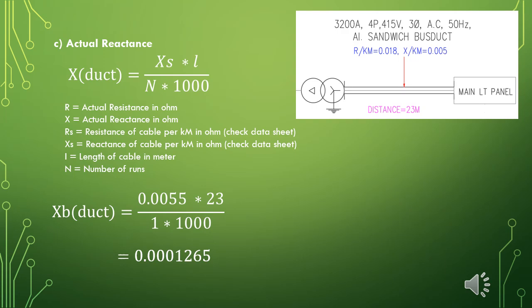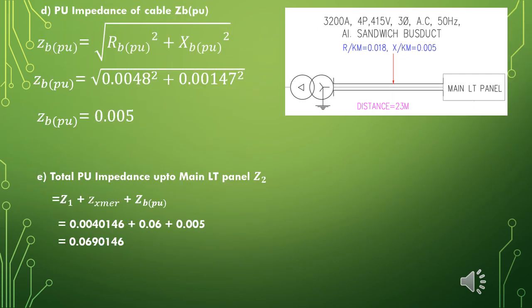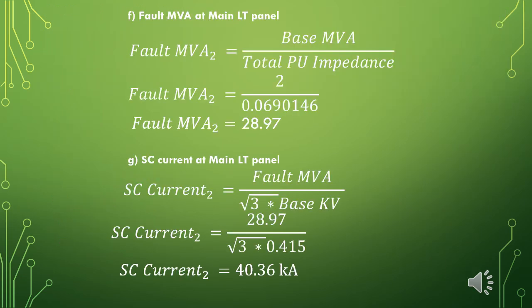Similarly, we can calculate the actual reactance using the relevant formula, just as we did for resistance. Then determine per unit reactance. By using the per unit reactance and resistance, we can calculate the impedance of the duct. Therefore, total impedance at the main LT panel Z2 will be the sum of Z1, the transformer impedance, and the impedance of the duct between the transformer and the LT panel. With the impedance calculated at the LT panel, we can now determine the fault MVA and the short circuit current as shown.